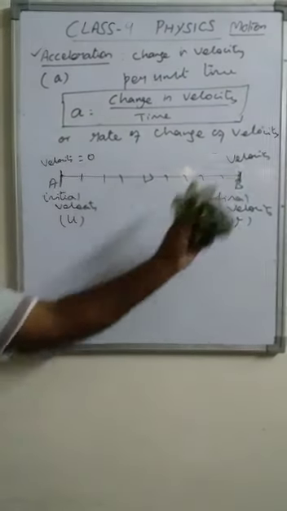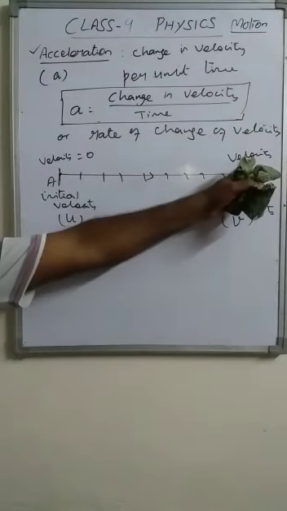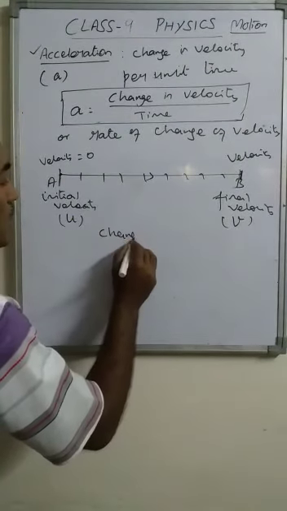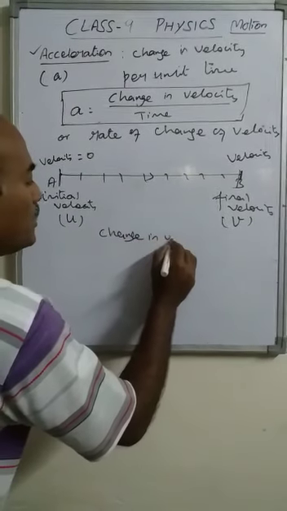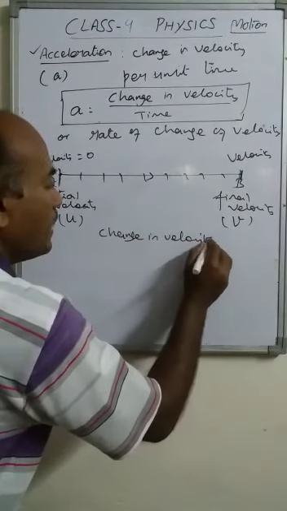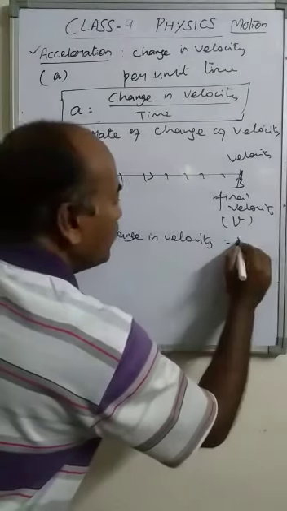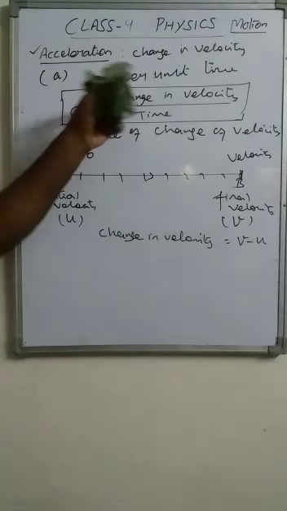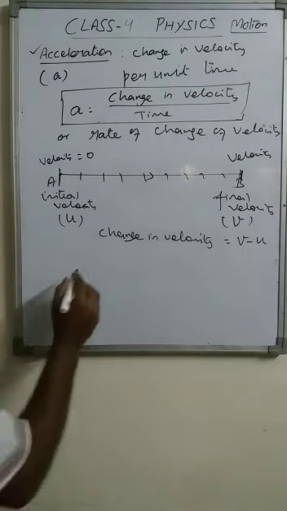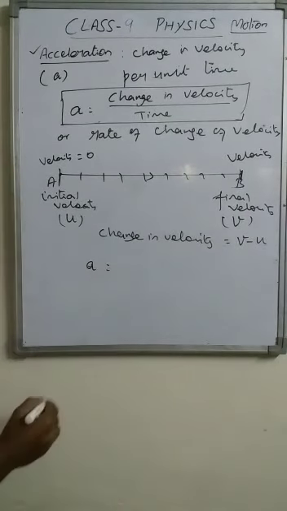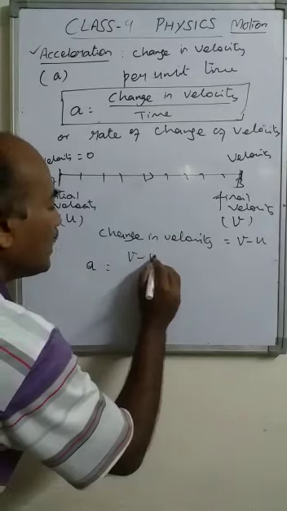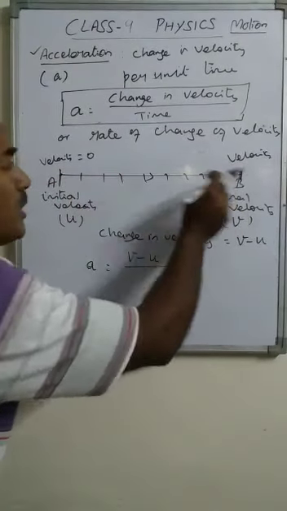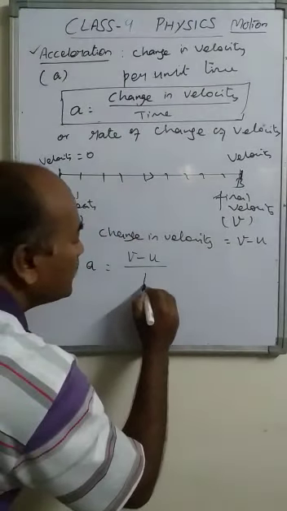Now how much is the change in velocity? That is final minus initial. So the change in velocity is equal to v minus u. Then it can be applied in the formula. So the acceleration is equal to the change in velocity upon the time taken. In how much time that velocity is changed, that is t.